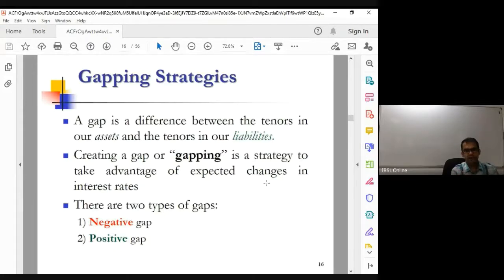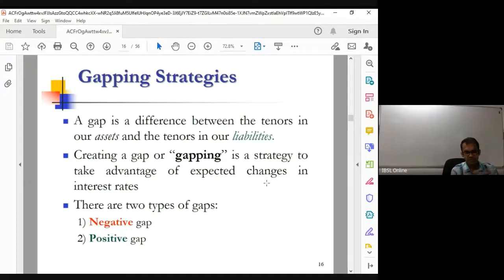You have to fund that gap somehow. That's why it is negative. Your outflows are more than the inflows. So that is a negative gap. You have to borrow. But in a positive gap, what would happen?